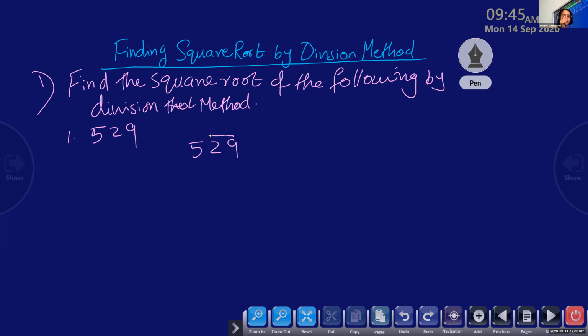Take 2 digits in each group. So first we will take 9 and 2 and put a bar on it. Secondly, we have only 1 digit, so we will put a bar on that.